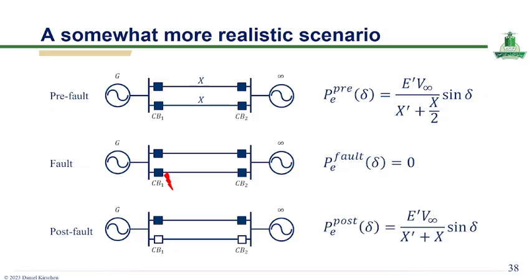After the fault is cleared, one of the transmission lines is disconnected by the circuit breakers, leaving only a single line in service. Consequently, the equivalent reactance increases and the post-fault electrical power transfer capability decreases, as shown by the new power angle equation. This example better represents practical power systems where protection systems isolate the faulted line and the network configuration changes after fault clearance.